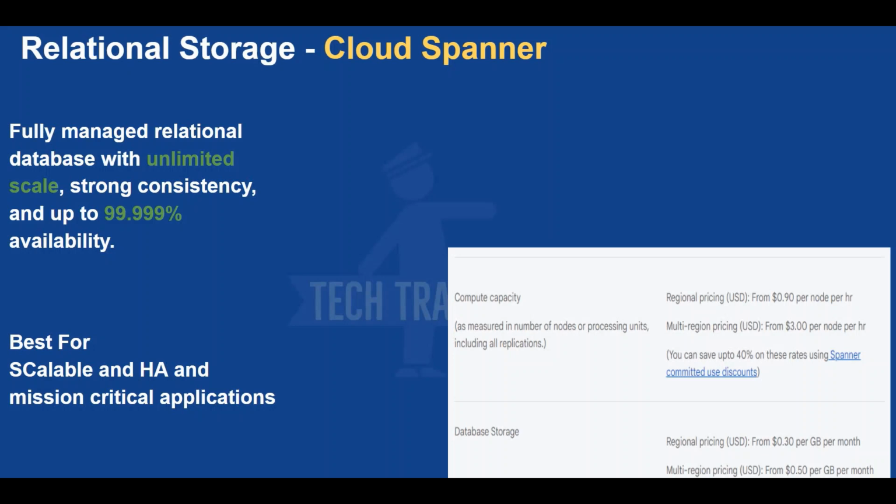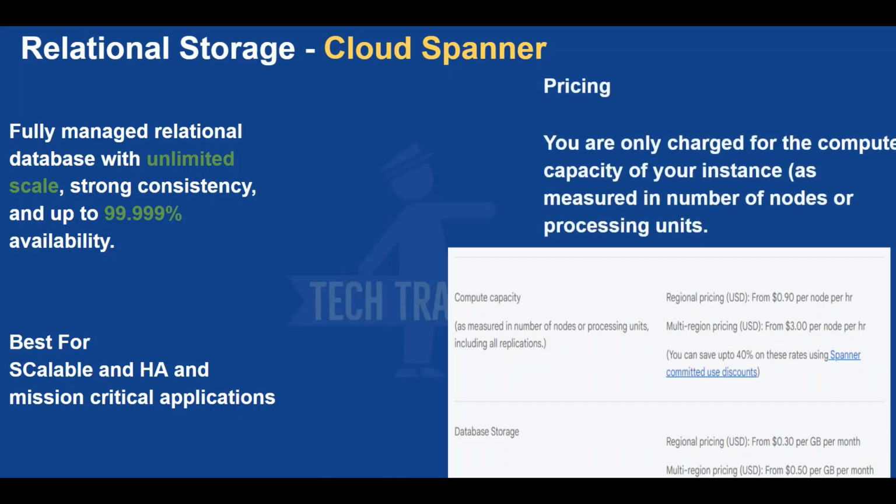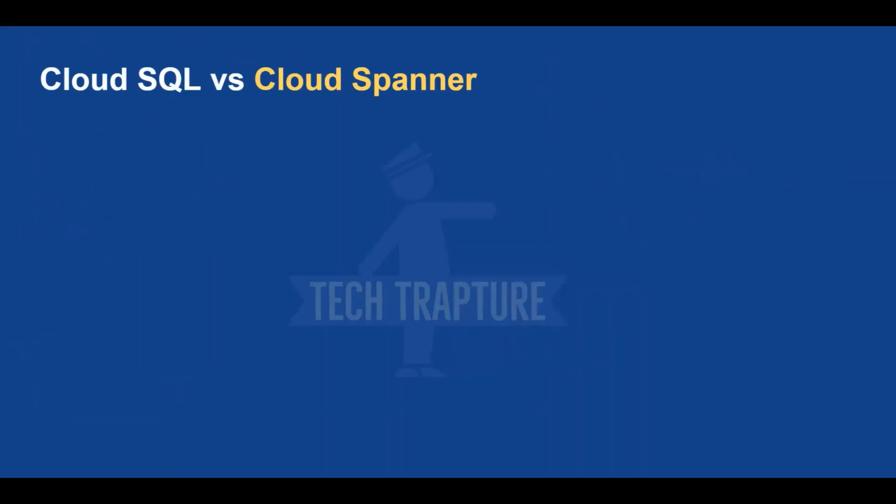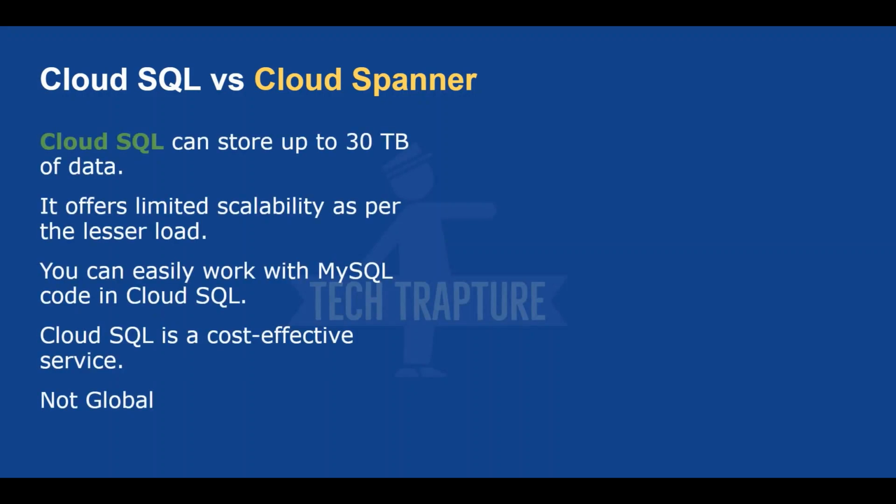SQL Server is a product of Microsoft. Similarly, Cloud Spanner is a Google native, in-house product, so they always guarantee better service for this product. But I will suggest if you are migrating from on-premises MySQL, SQL Server, or Postgres, then go for Cloud SQL. Pricing we will come to later, but first we'll see the difference between Cloud SQL and Cloud Spanner.